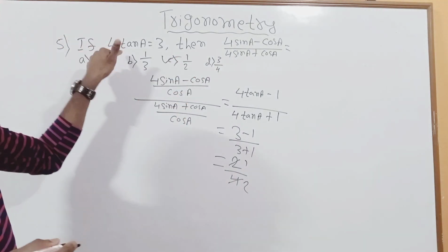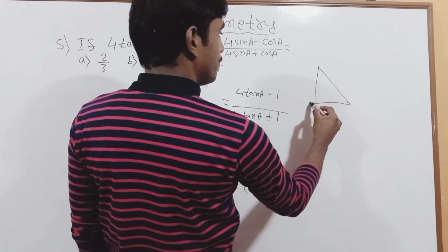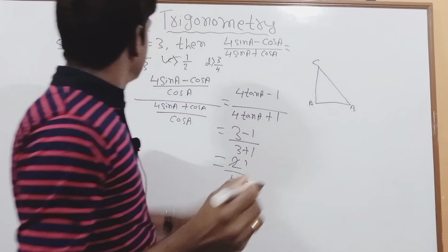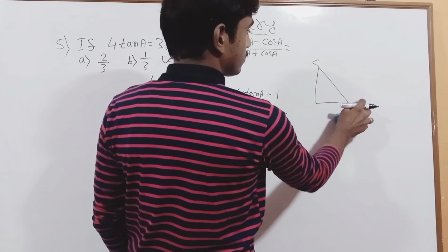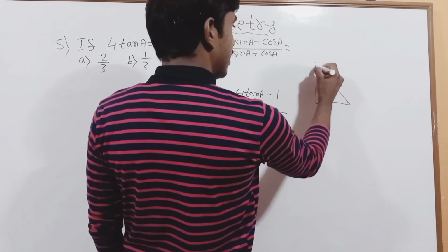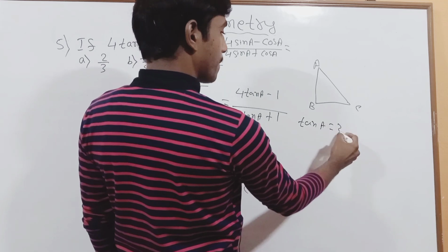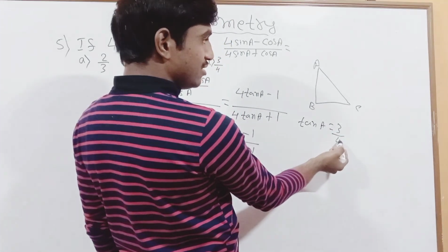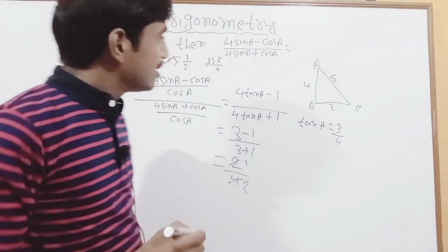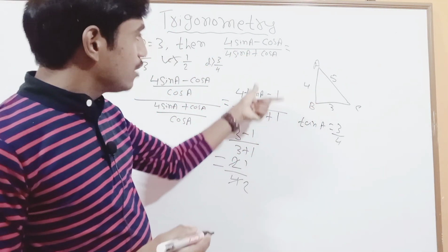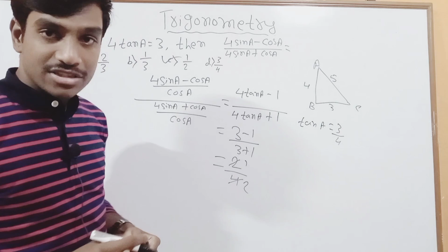The other method is, tan A they have given as 3 by 4. That means you can draw the triangle A, B, C. So tan A is 3 by 4, that is opposite by adjacent. So opposite will be 3, adjacent will be 4. If you use Pythagoras theorem, we will get the hypotenuse as 5. The value of sine and cos from this triangle you can find out and solve. So both the methods you can use, whichever you feel comfortable, whichever is the fastest.